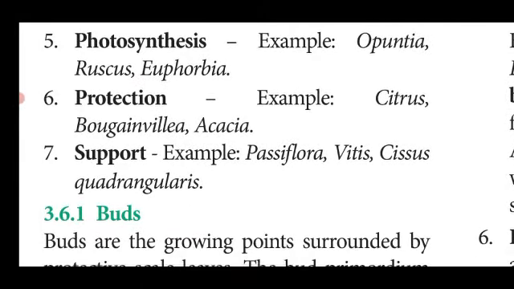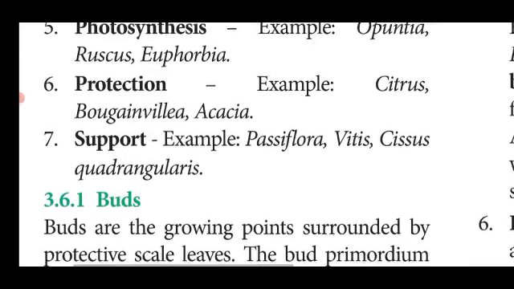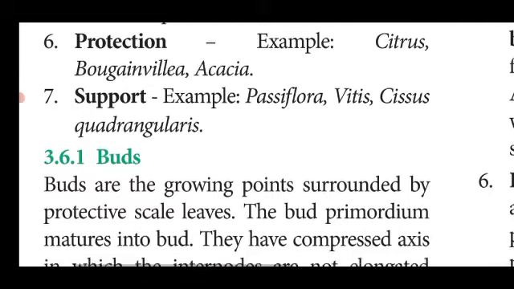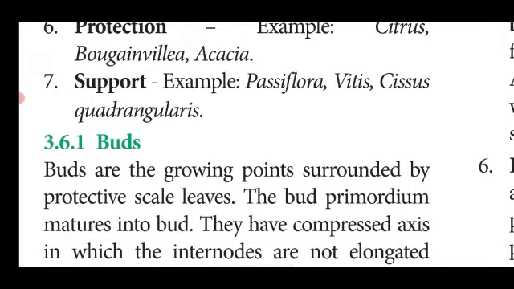Examples: Opuntia, Ruscus, Euphorbia. Some stems are involved in protection: Citrus, Bougainvillea and Acacia, which contain spines or thorns in order to protect them from the grazing of animals. Support: examples Passiflora, Vitis, Cissus quadrangularis.